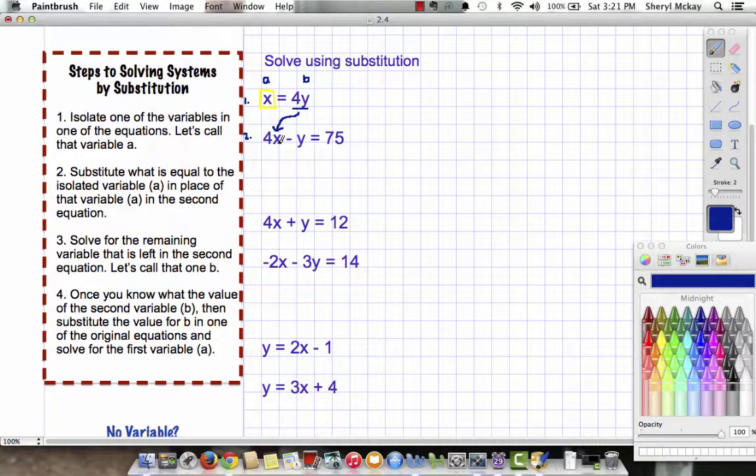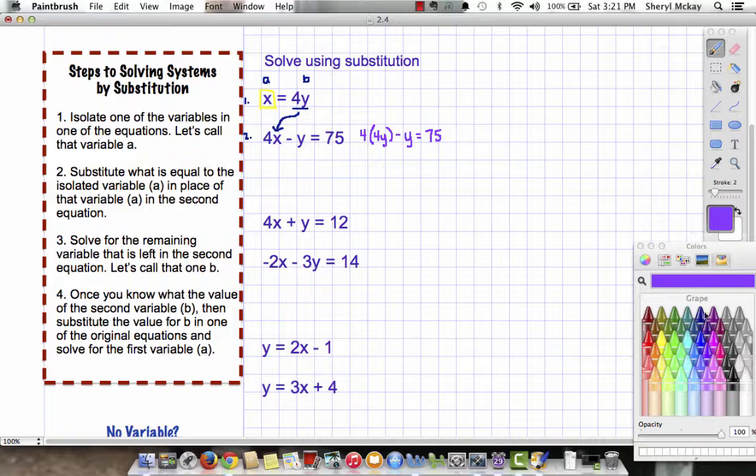So that just means I have to rewrite my equation. I'm going to use a little bit different color. I'm going to rewrite it. I'm going to say 4 times x. Now that's the one we're replacing because we know x equals 4y. So in place of x, I'm going to say 4y. 4 times 4y, and then I have to finish writing my equation, minus y equals 75.